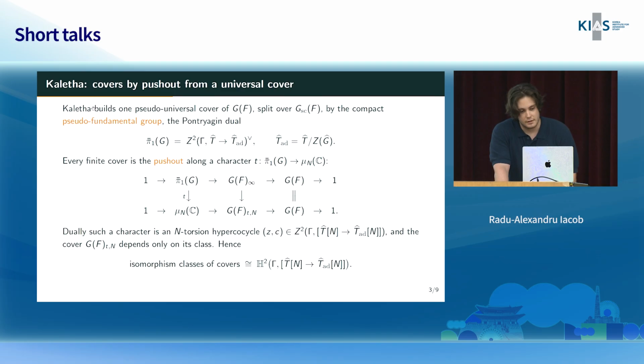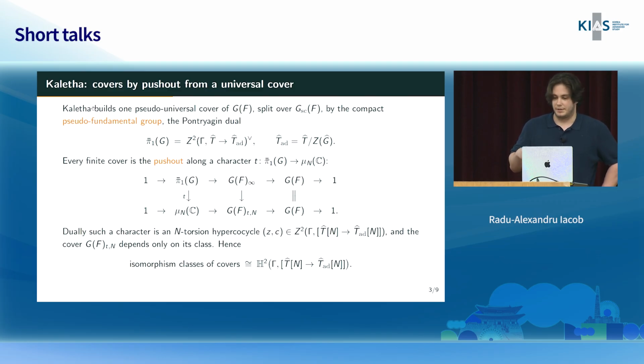OK. So we're starting with the Kaletha paper first. How does he construct covers of reductive groups? He does this using this sort of pseudo-fundamental group, which is defined to be the Pontryagin dual of this cocycle group. So we have the adjoint dual torus and the torus. We take the second hypercohomology of this complex of Gamma-modules, and then we take the Pontryagin dual, and we end up with a compact topological group.